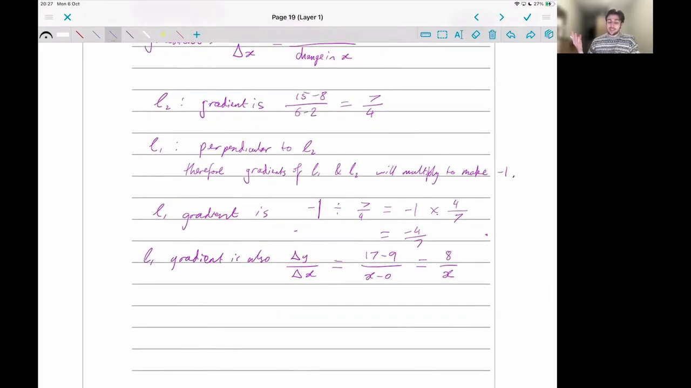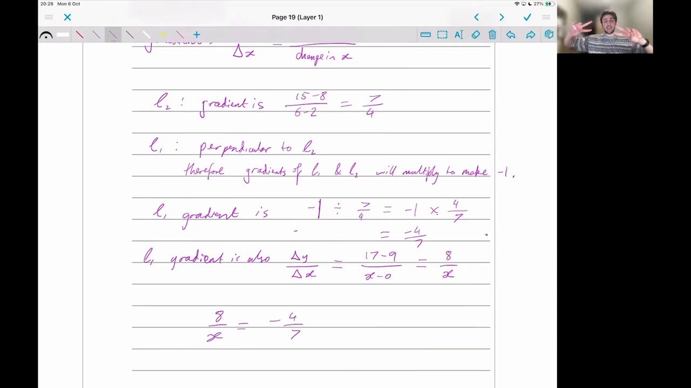So we've worked out the gradient in two different ways. We've got minus 4 over 7, and we've got 8 over x. But these need to be the same. It's a straight line, it can't have two gradients. These have to be the same. So we can write that down. 8 over x equals minus 4 over 7. And then it's just a case of finding x on its own.